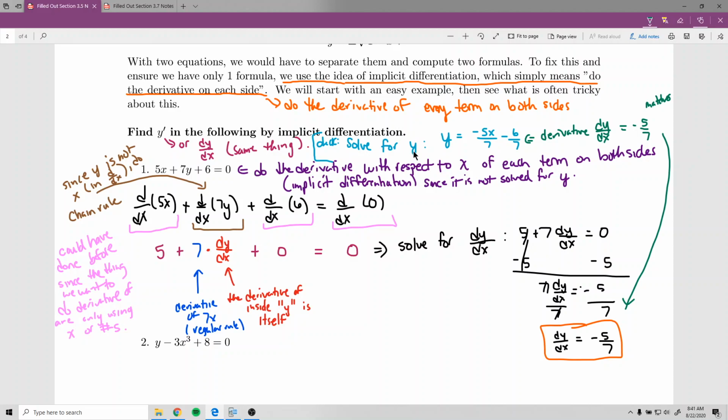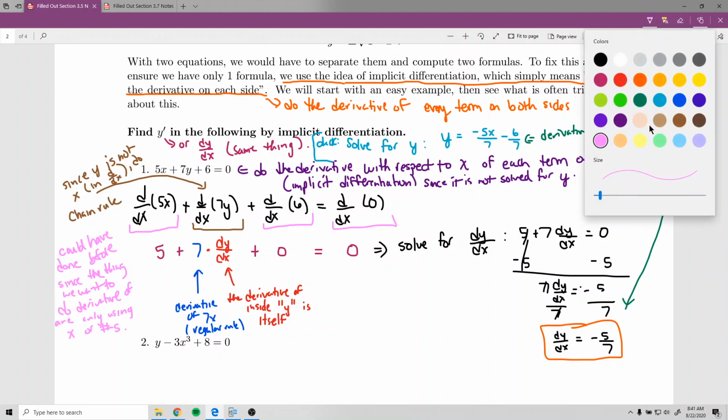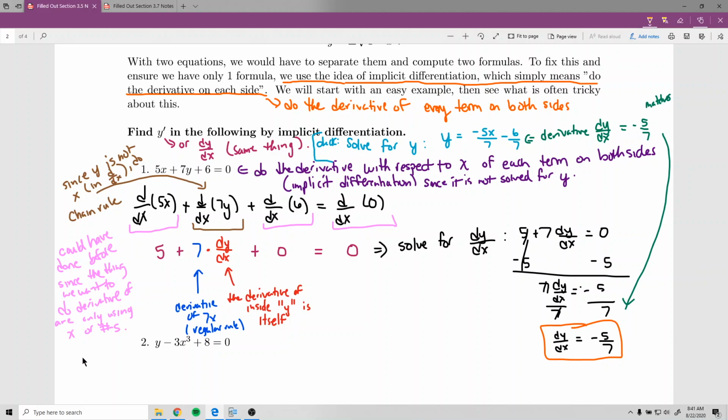Really what we do when we do the derivative here, we're really doing the derivative of both sides, like implicit differentiation, but because y is by itself, it's just dy over dx. We really don't talk about that detail when y is solved for. But if it's not by itself, then we have to make sure we introduce it on our own.